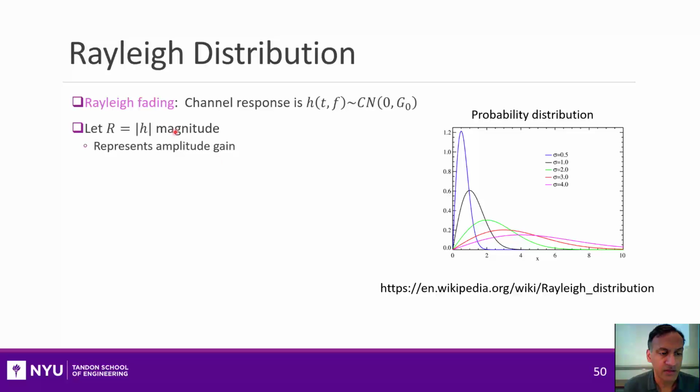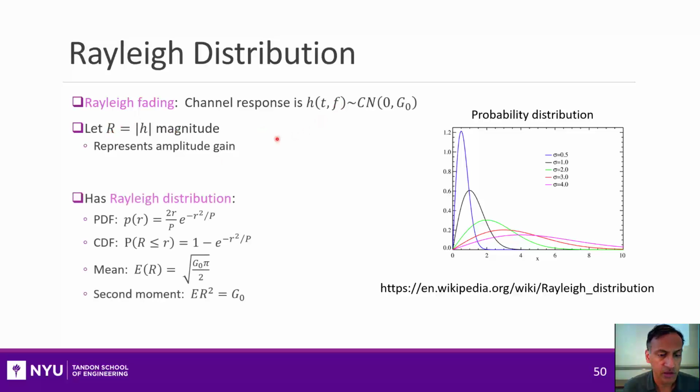In that case, that R, which will be a random variable, because H is a random variable, will have a very well-known distribution called the Rayleigh distribution. And that distribution is shown here. The Rayleigh distribution is parametrized by this average power G0, and you can get its PDF or CDF from many sites like the Wikipedia here.